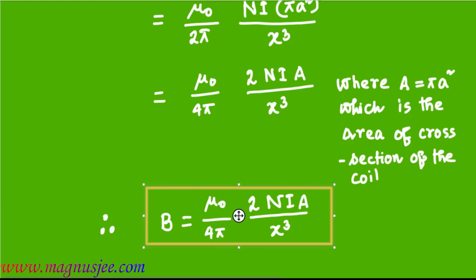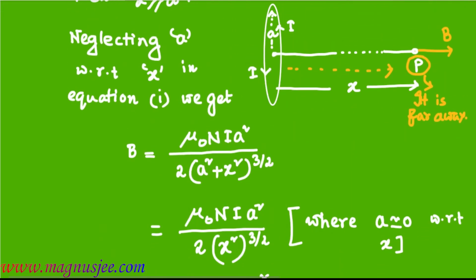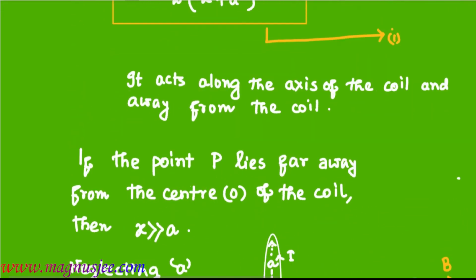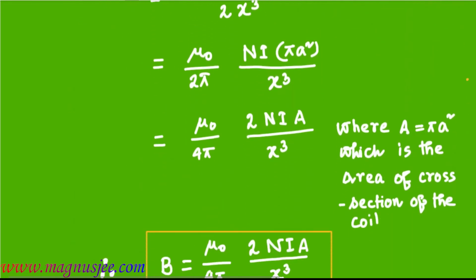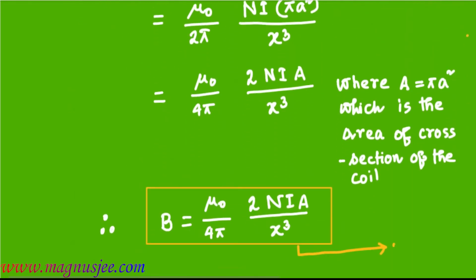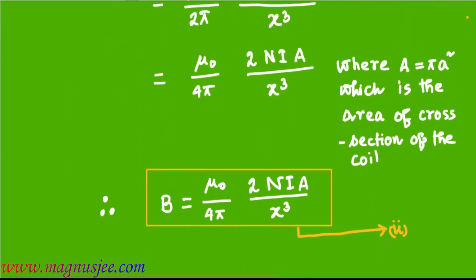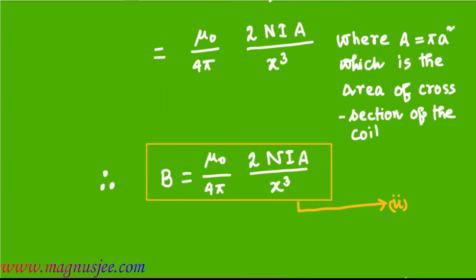This is the magnetic field induction at a point which lies far away from the center of the coil. This is equation 2. B equals μ0 by 4 pi, 2 N i A by x cube.